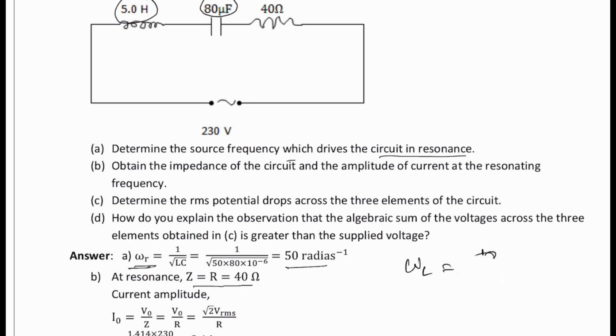Wait, let me write this thing. So omega L, which is XL, is equal to XC. It means the resistance offered by the inductance is equal to the resistance offered by the capacitor. So XL is omega L, XC is 1 by omega C. So omega square is equal to 1 by LC. So omega is equal to how much? 1 by root over LC. So this is the resonance frequency. At resonance, since both these cancel out, the only impedance in the circuit is the resistance R.